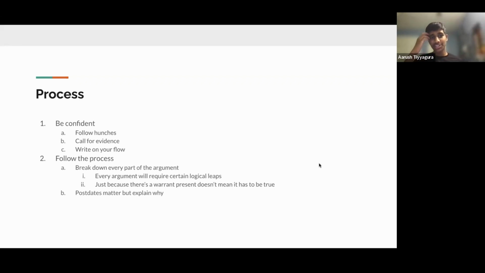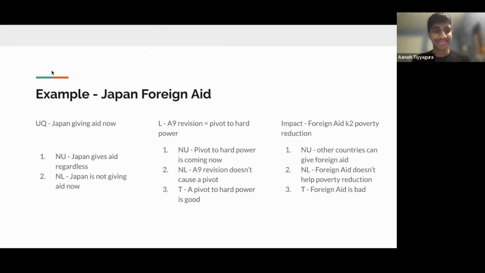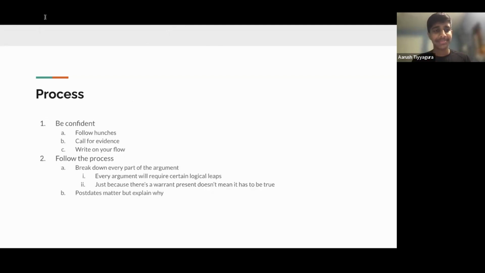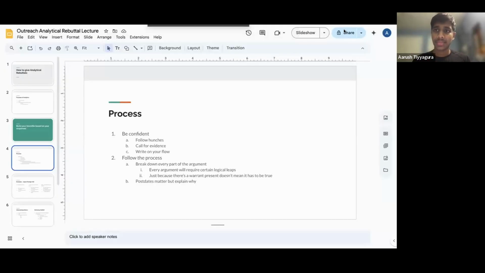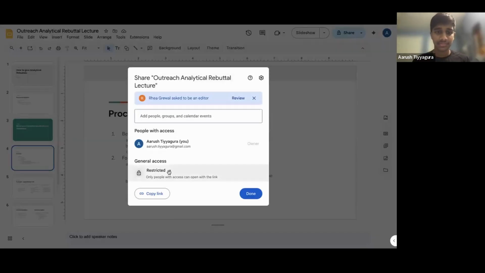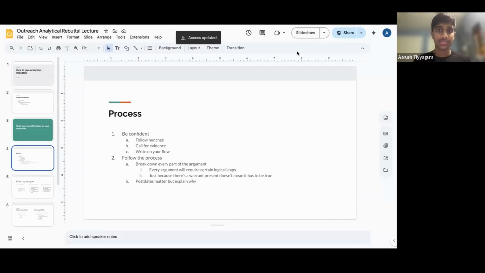Okay. The process of analytics. One of the fundamental truths of every single debate round and every single debate case in history. Sorry, I forgot to give access to the slideshow. Give me 1 second. All right, that should fix it.